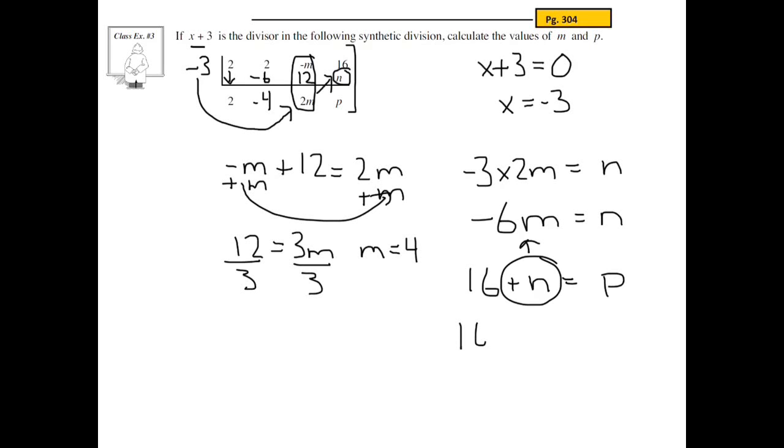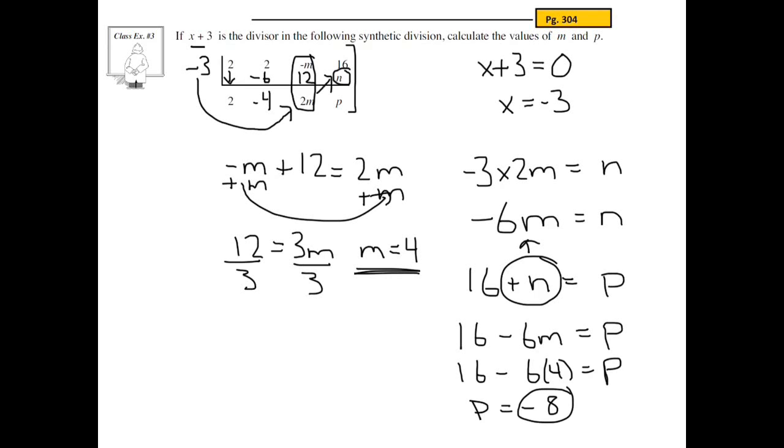So you've got 16 minus 6m is equal to p. And we've already figured out what m is, which is really cool. So we got 16 minus 6 times 4 is equal to p. So p is going to be negative 8. So m is equal to 4, p is equal to negative 8.